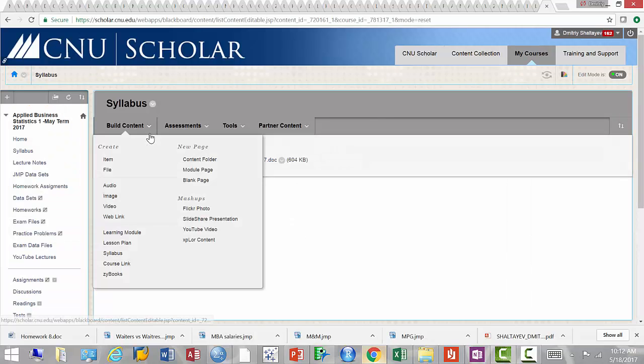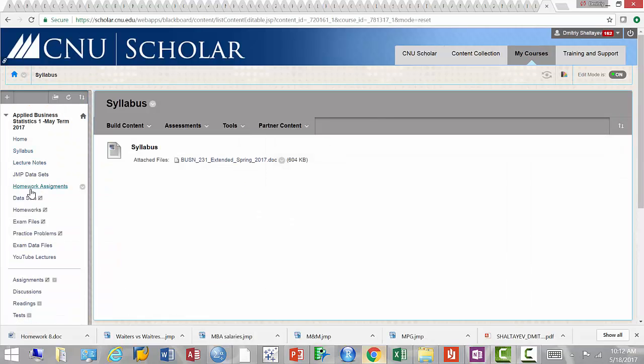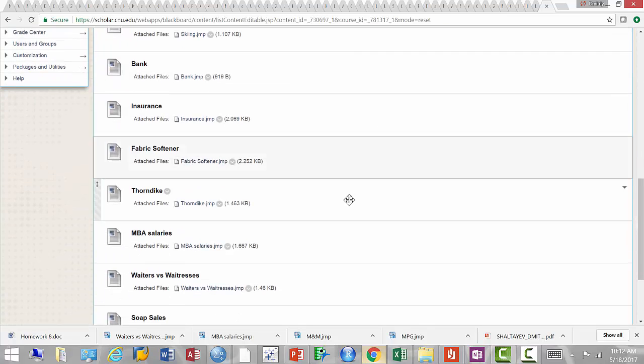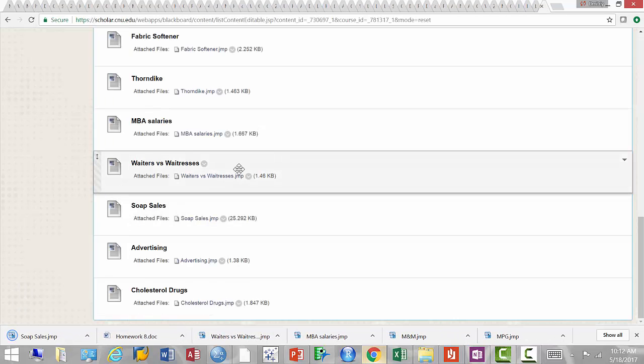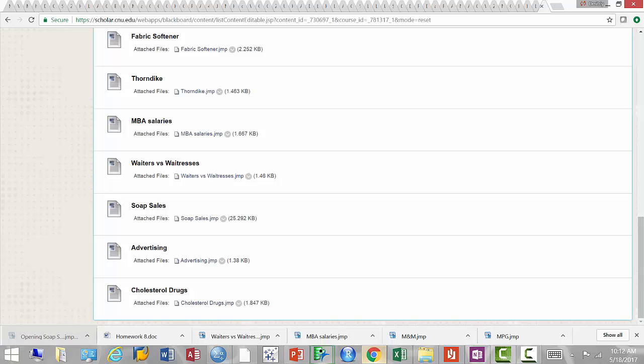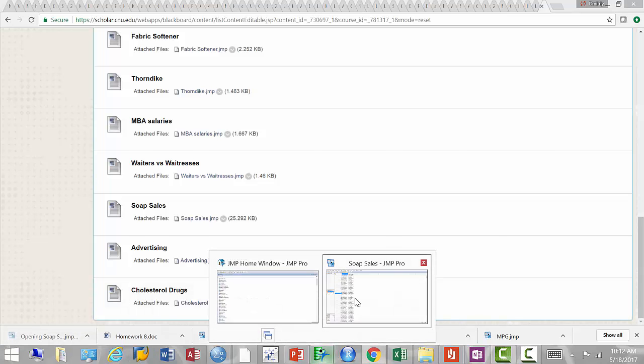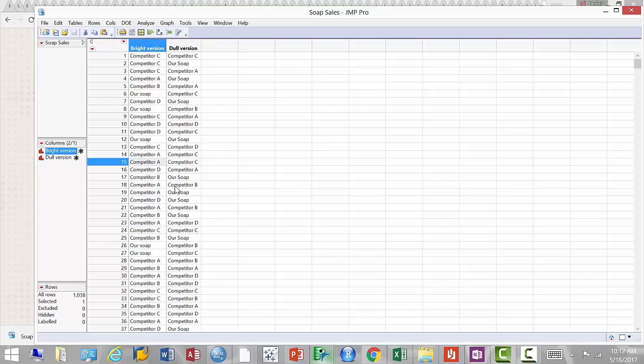Let's go back to Scholar and JMP data sets right there. Yesterday I posted the file called soap sales. So go ahead and open up the file in JMP. There it is. So if you scroll all the way down, you will see, well, first of all, actually, 2 columns of data, right? Brightly colored soap and the dull version.